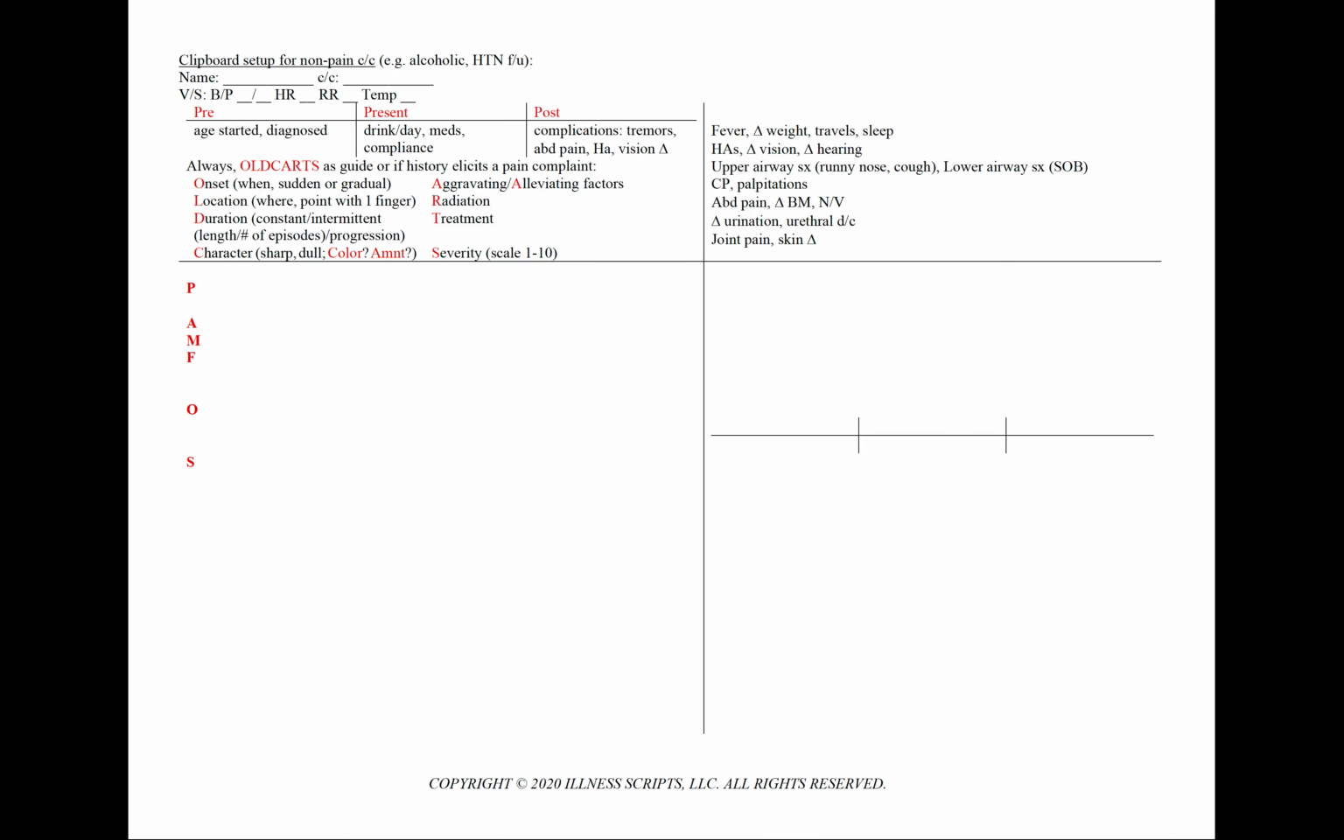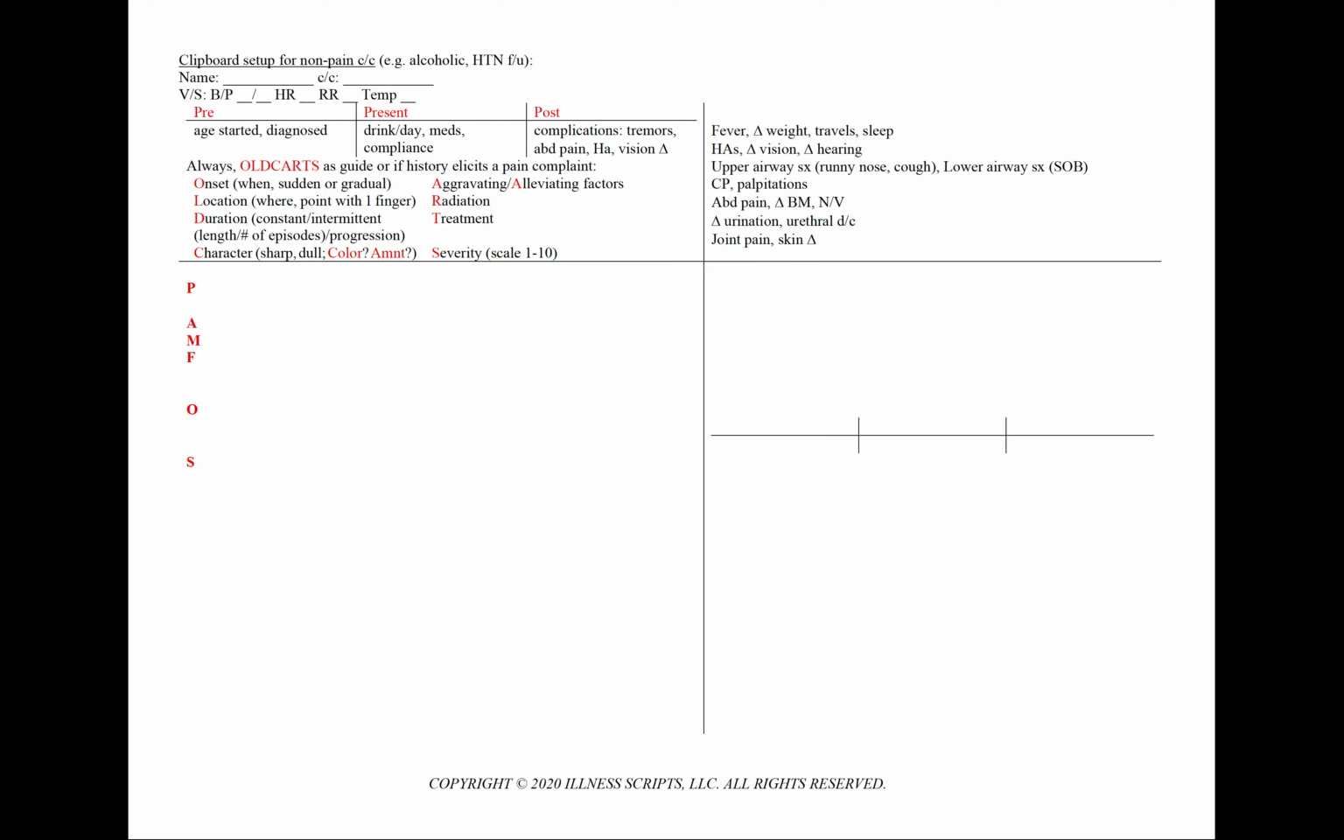Next, if it's a non-pain chief complaint, our clipboard setup will include pre, present, and post columns. The pre column, for example, if it's an alcoholic, will be the age that they started drinking, or if it's a hypertensive, when were they diagnosed. Present are some descriptors of their current disease state. So for example, for an alcoholic, we want to know how many drinks they're having per day. Or for a hypertensive, we want to know what their BP log is like, or their medications and compliance.